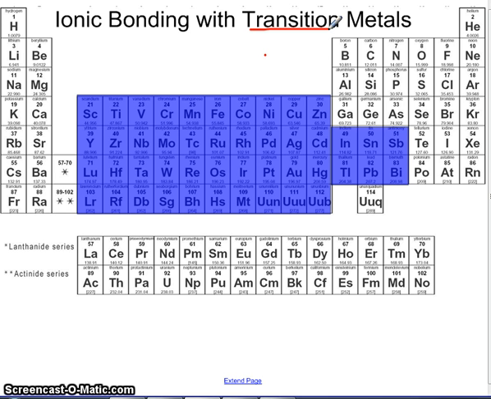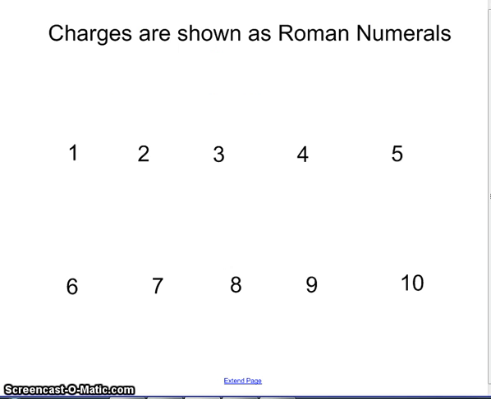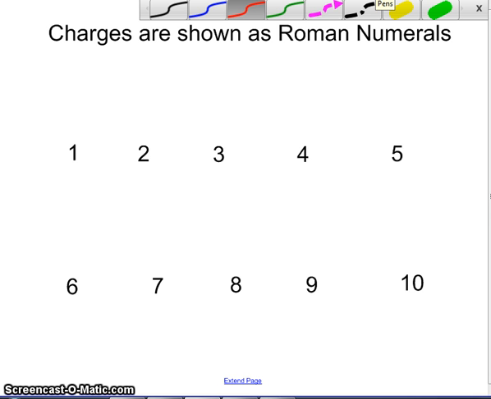So the reason we call these transition metals is because they can have different charges. So when we're making compounds with them, we have to be very specific on which charge we're talking about, because the different charges affect the different compounds that are made. And the way we show the charges are as Roman numerals. For those of you that are unfamiliar with Roman numerals, I highly recommend writing this down.